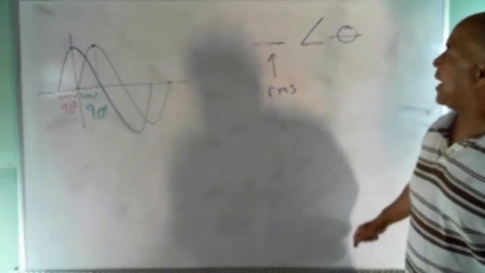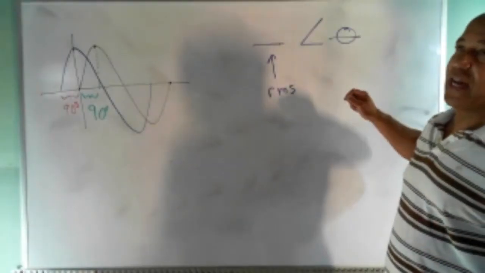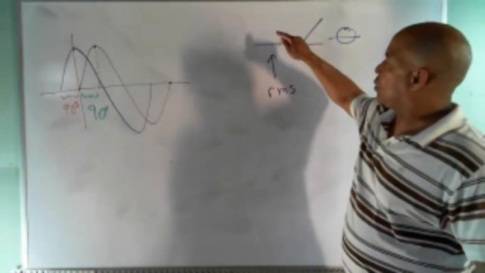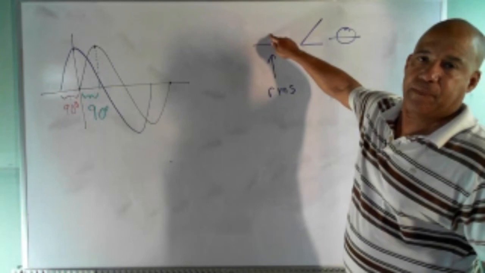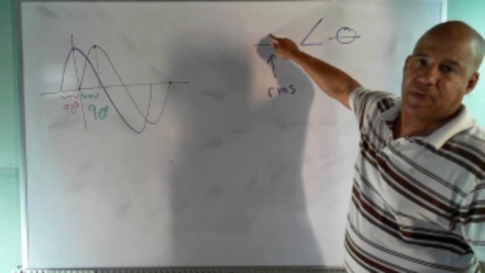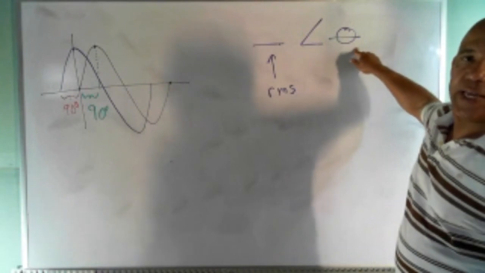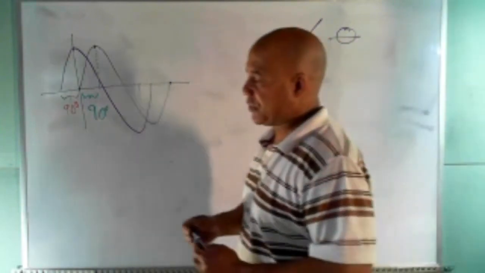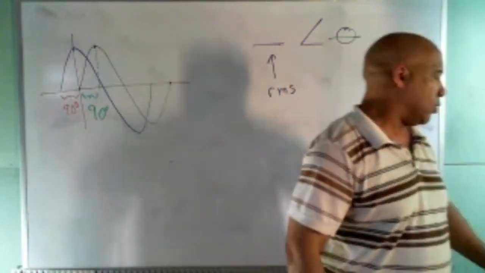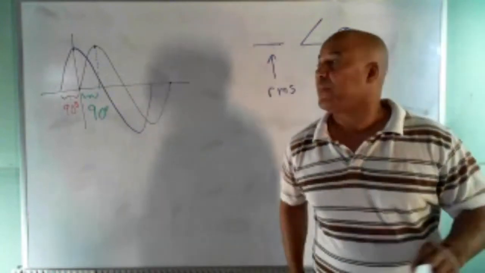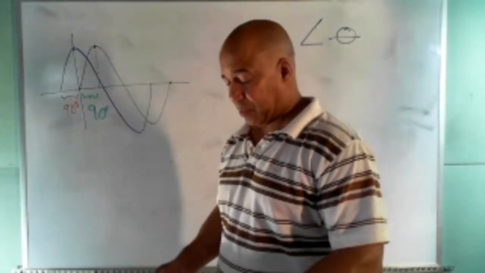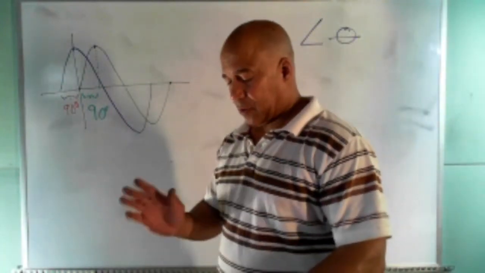So I can have a current phasor or voltage phasor, and all I've got to do is write the magnitude as an RMS value, and I can write the phase angle, whatever it is. So if you understand that, then we'll do some practice problems. If you don't, I think you will once we do some practice problems. So let me show you how this is done.